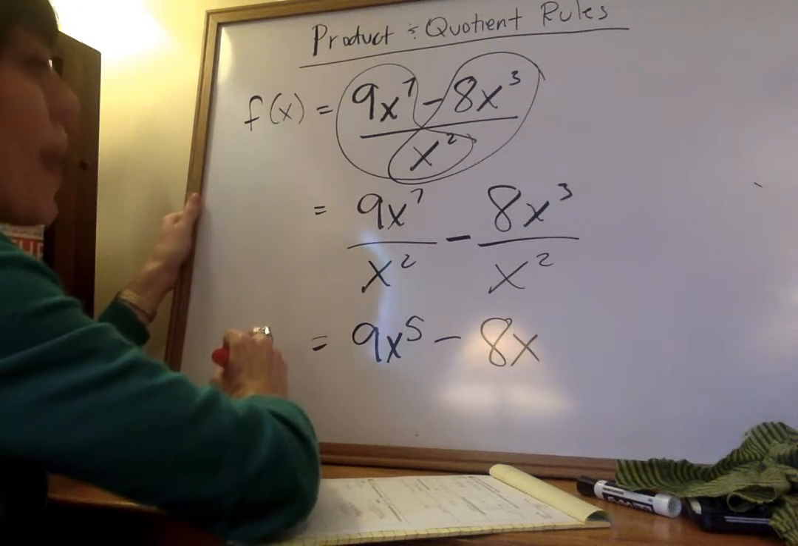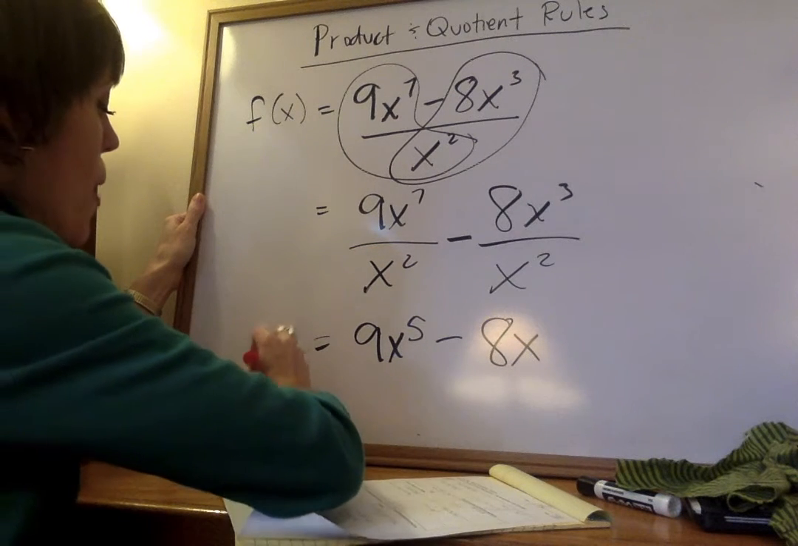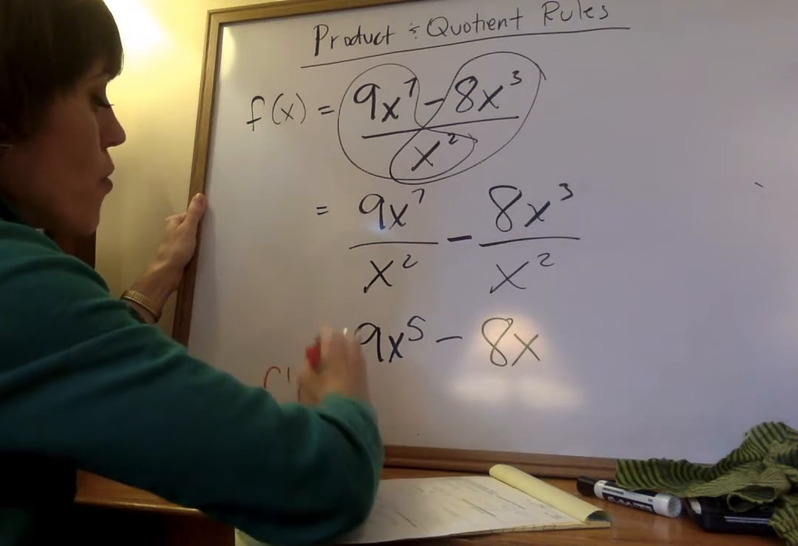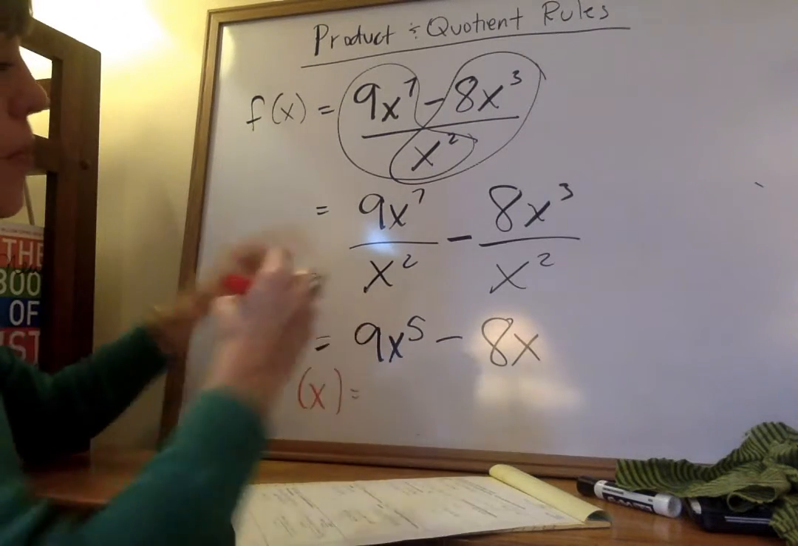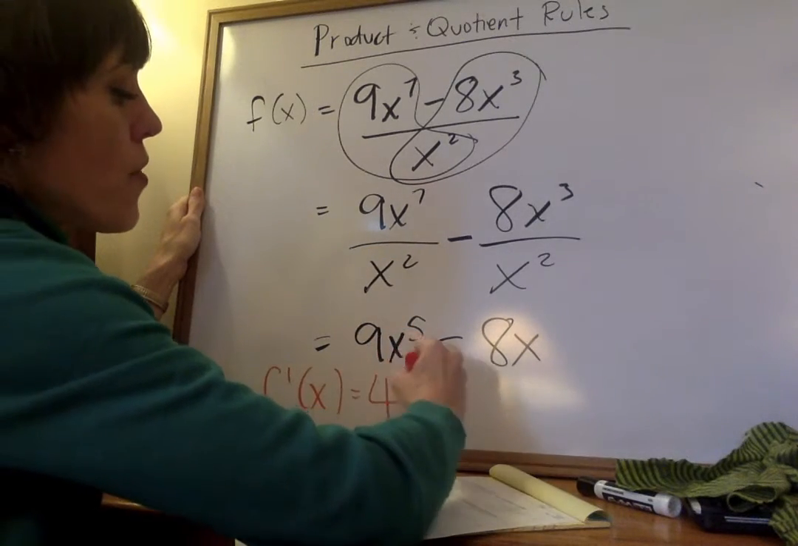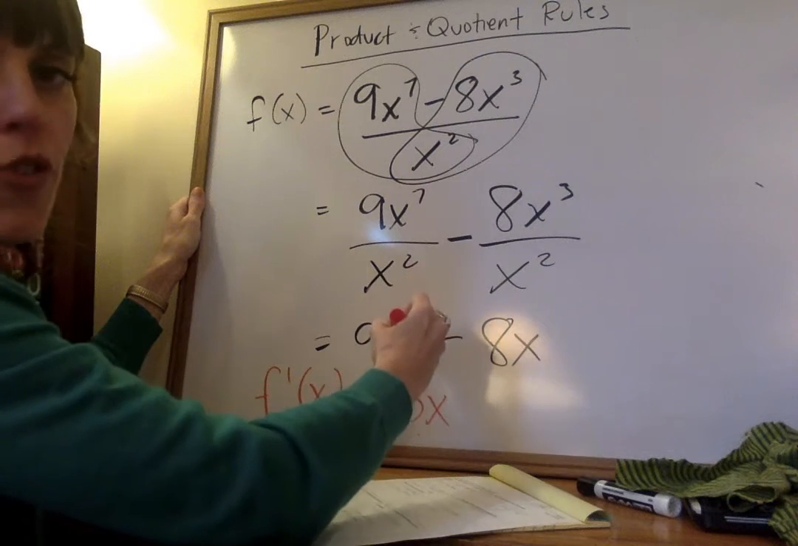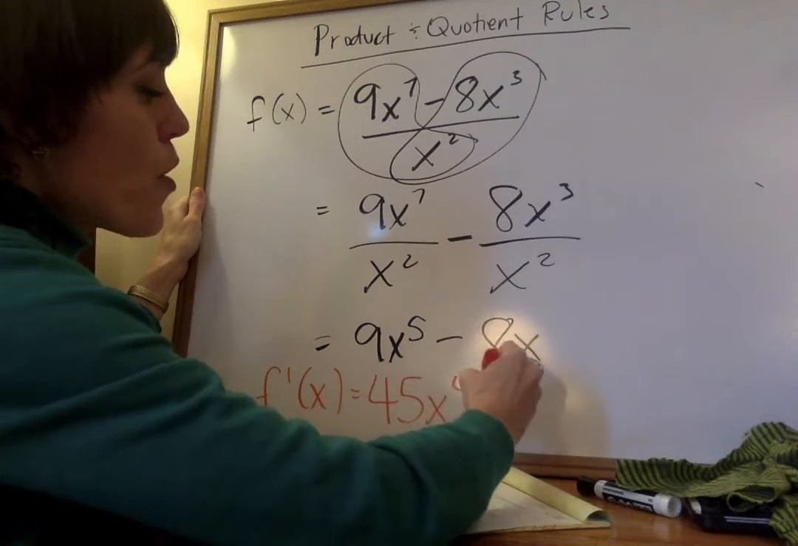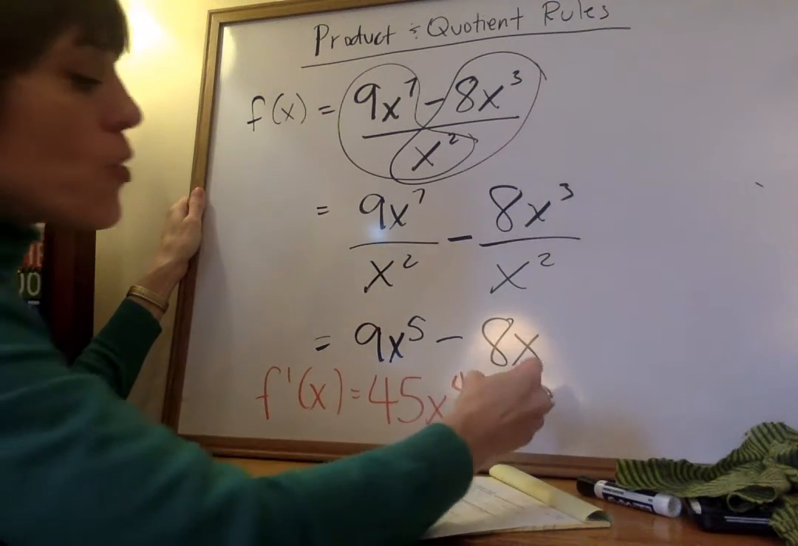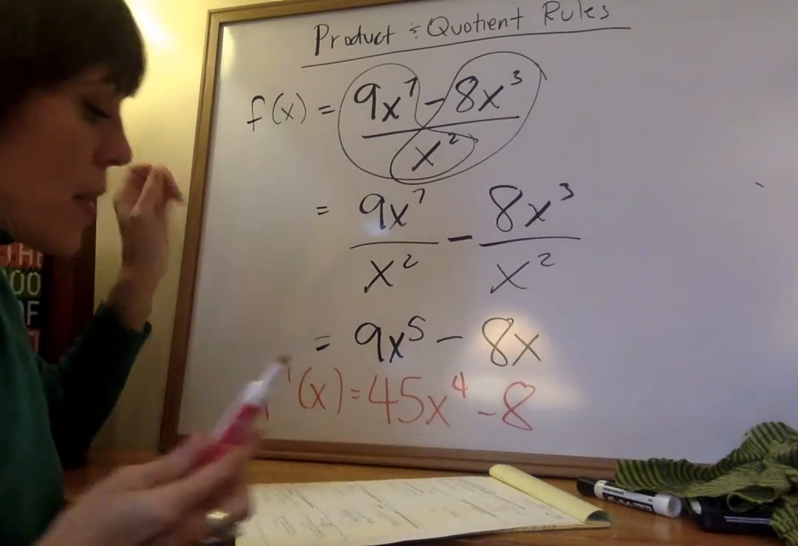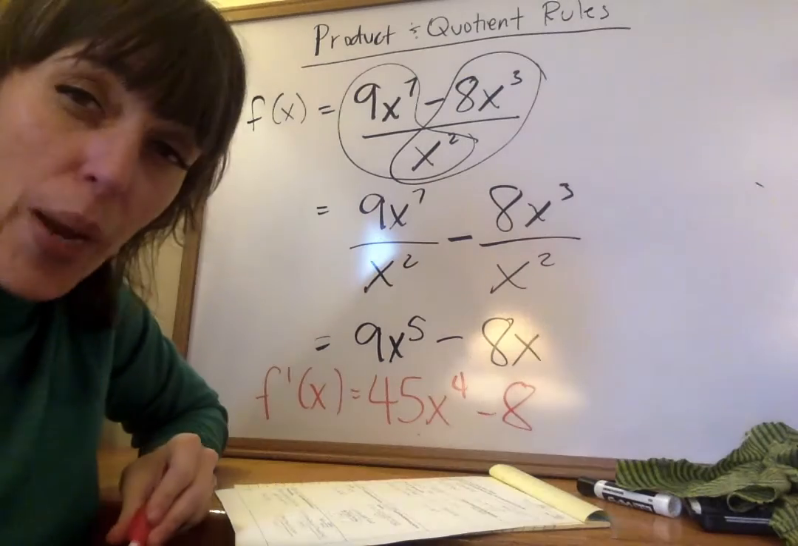So now my derivative using the power rule is going to be 5 times 9 is 45x, subtract 1 from my power to give me x to the 4th, minus 8x, the derivative of that is just 8. So that's the correct way to do that problem.